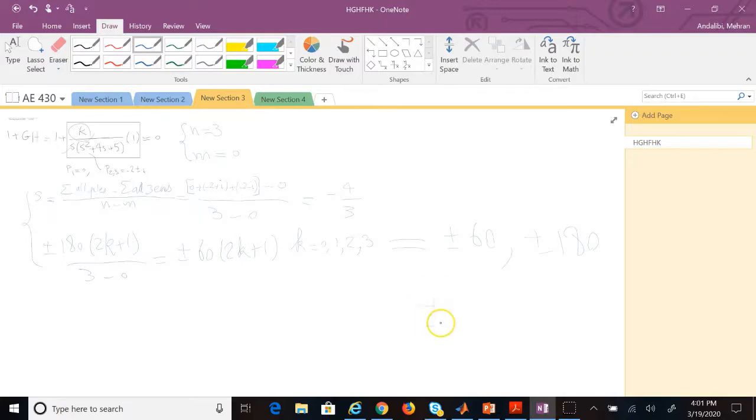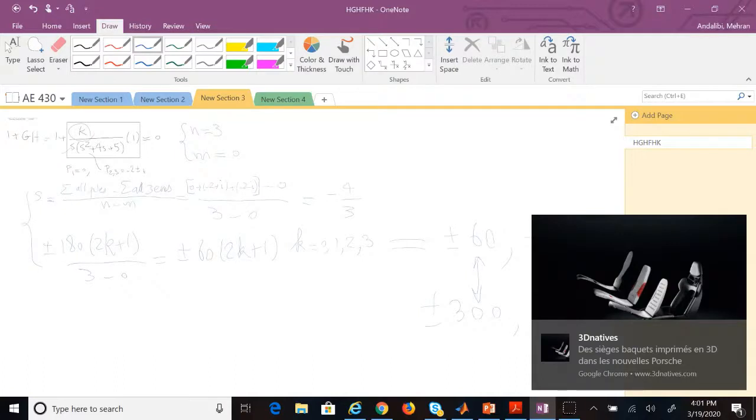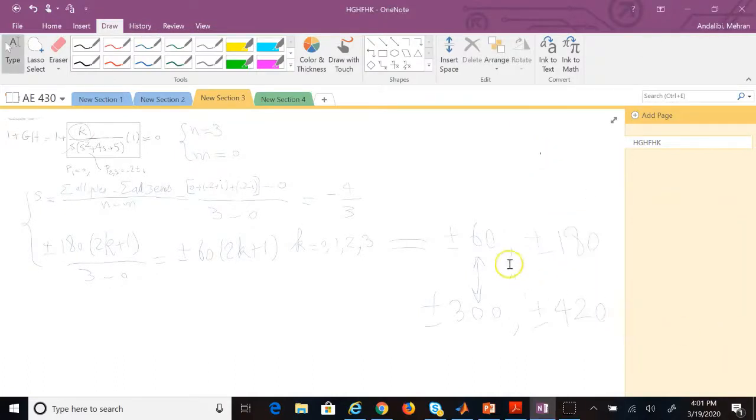So it's going to be plus and minus 300, which these two are the same thing, right? You know, plus 300 is negative 60, and negative 300 is positive 60. So we're repeating ourselves. And if you plug in 3, you're going to get 7. So you're going to get plus and minus 420. And 420 minus 360 is what? 60, right?